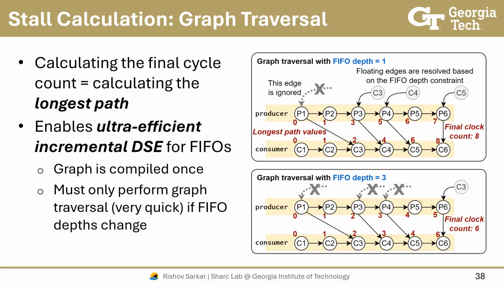Now that we've constructed the full graph, determining the final cycle count of our simulation is as easy as finding the longest path in the graph, which is a linear time operation. This also gives us the novel ability to perform really efficient design space exploration for FIFO depths. We can compile the graph once and quickly perform graph traversal many times with different FIFO depths.